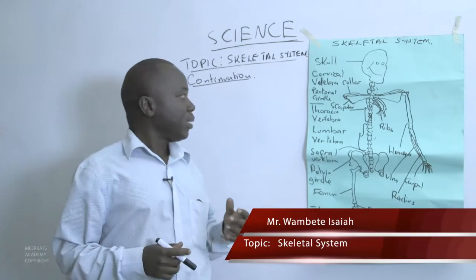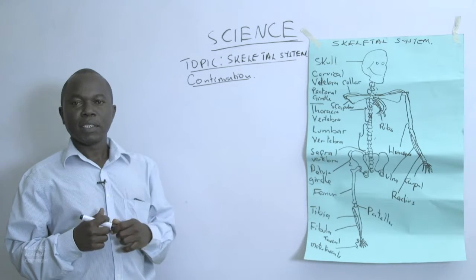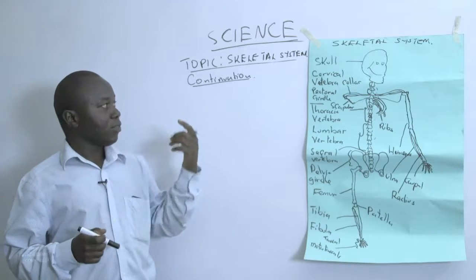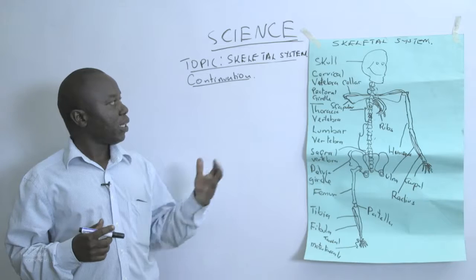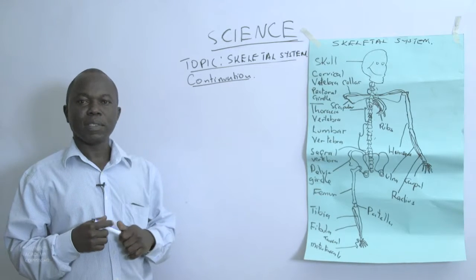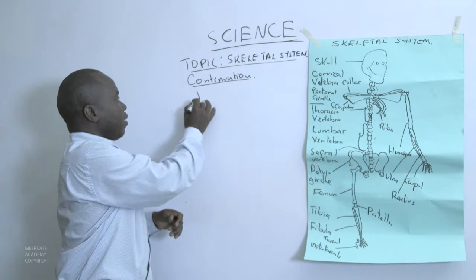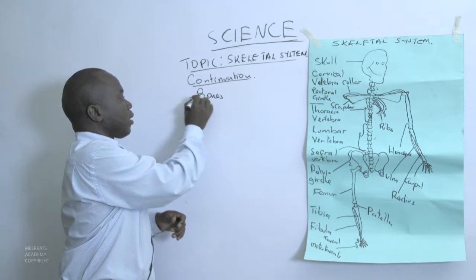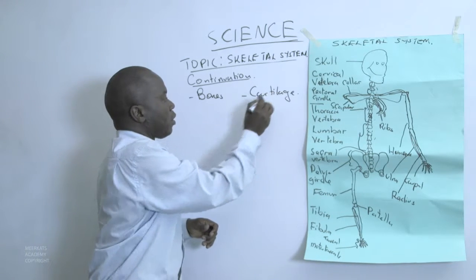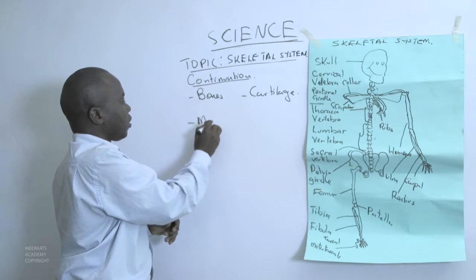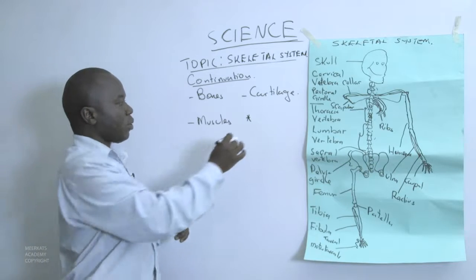Hello there. Once again, welcome to our lesson, a continuation of the skeletal system. Just to review what we did in our previous lesson, we were able to identify that the skeletal system is made up of several parts. We have the bones, we have the cartilage, we have muscles, and it cannot work without joints.